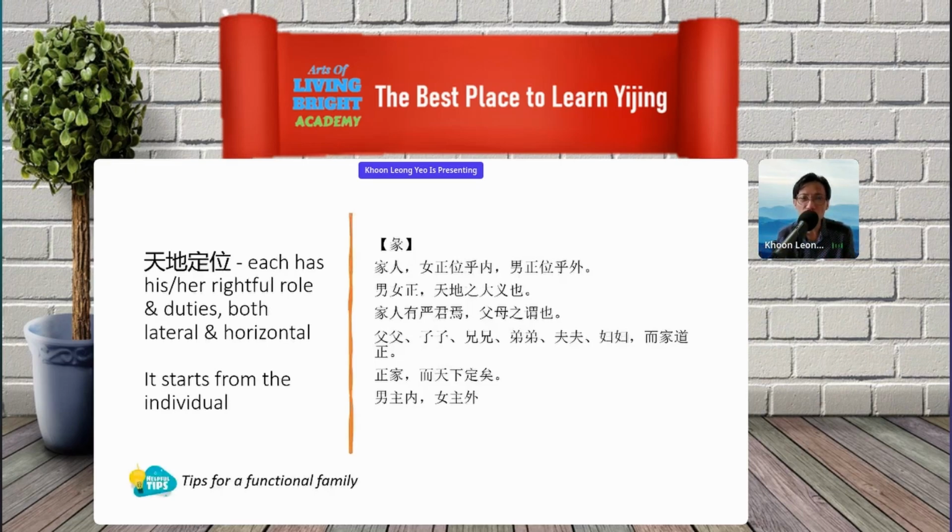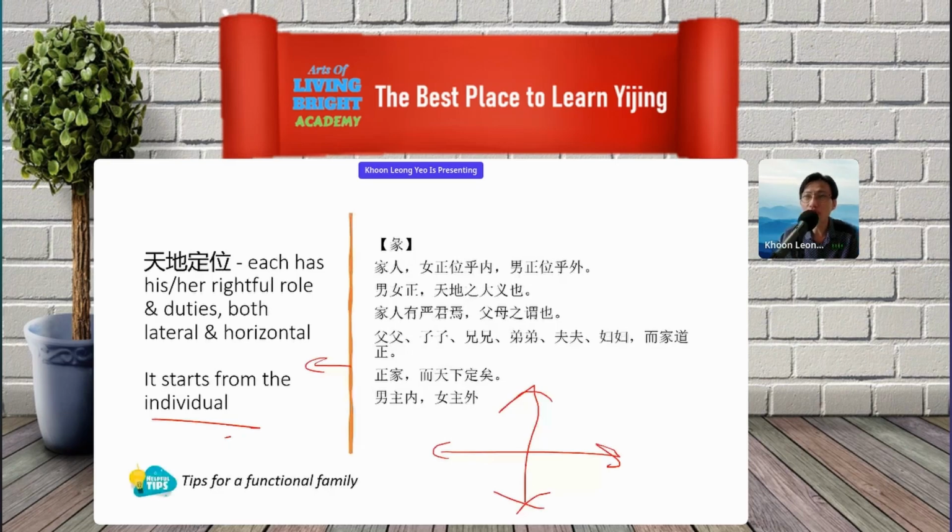Then look deeper into what constitutes a good safe haven. So the 彖辞 says here, 家人女正位乎内，男正位乎外，男女正，天地之大义. Basically, loosely translated in English, it says that each has his or her rightful role and duty, both lateral and horizontal. Horizontal means siblings. Lateral means maybe father and son or grandchildren and things like that. So whether you are sideways or up and down, each one of us has a role depending on what hat you're wearing, and it starts from the individual. So do your role well. If you want to create a safe haven that you can depend on, that you can go back to when you get bashed up on the outside, make sure that you have a true blue safe haven.